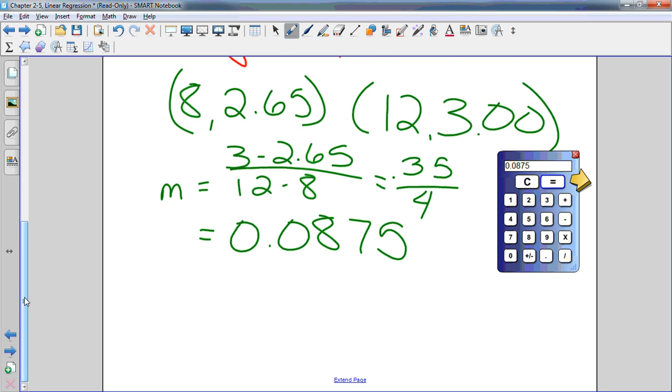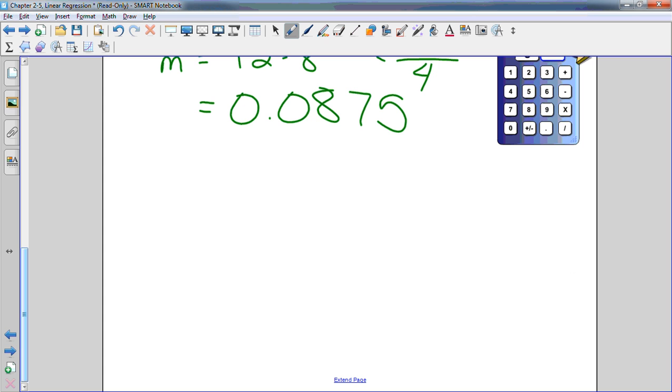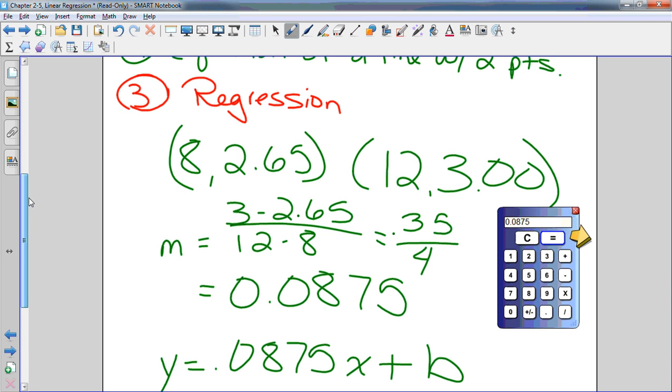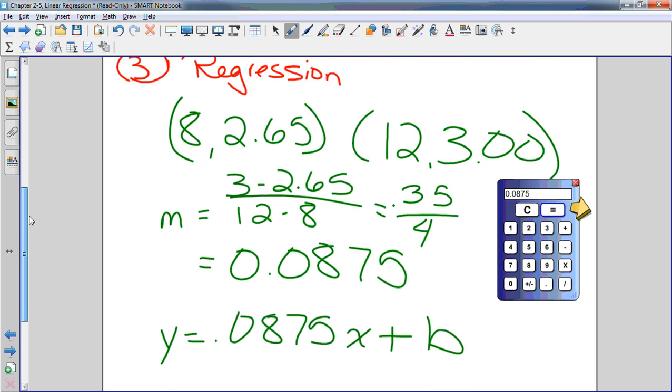Sure, you can use y equals mx plus b, or you can use y minus y1 equals m times x minus x1. So I have 0.0875 for my slope, x plus b, and I take which point would you rather use? Which one is going to be easier algebra? 12 and 3. Yeah, 12 and 3.